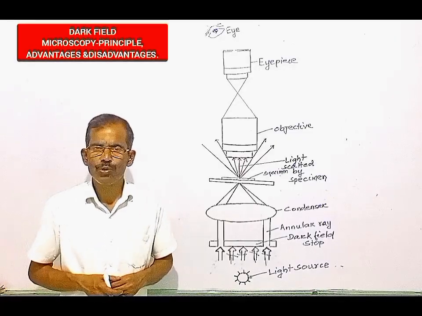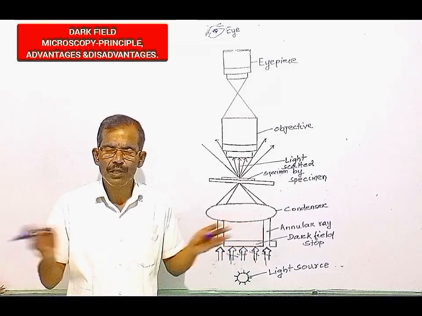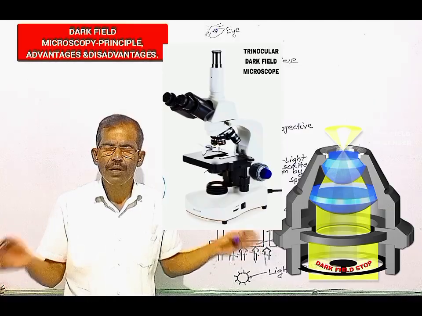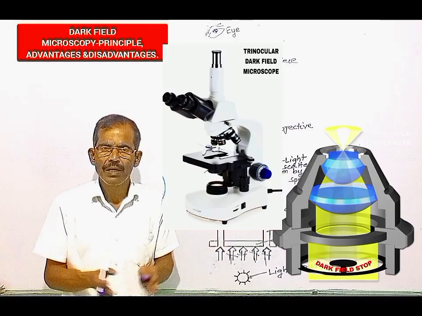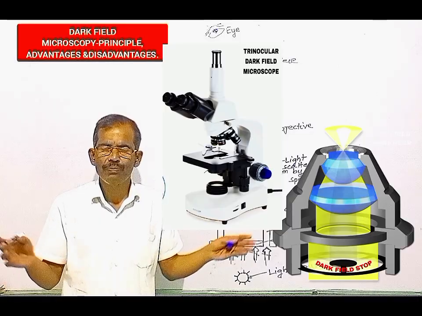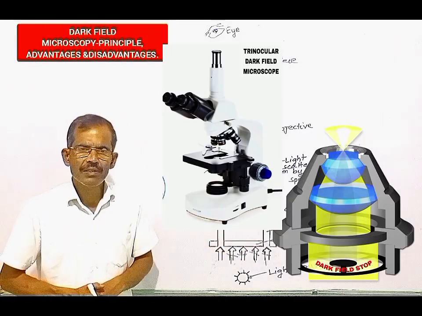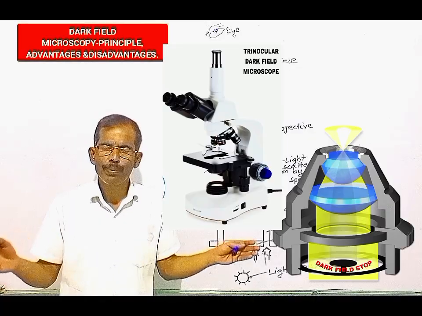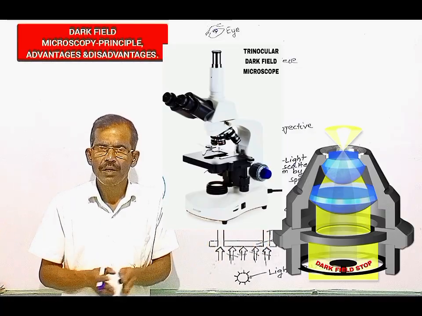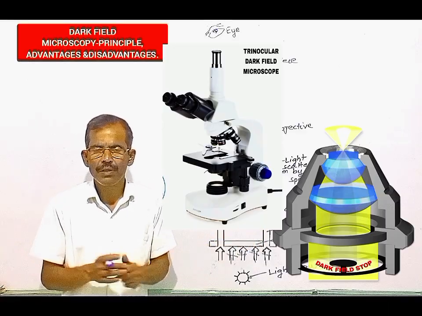Dark field microscopy is a light microscopy technique that is used for the direct observation of live, transparent biological samples without the need for fixation or staining. In this technique, the specimen appears bright against a dark background. Hence, the name is dark field microscopy.